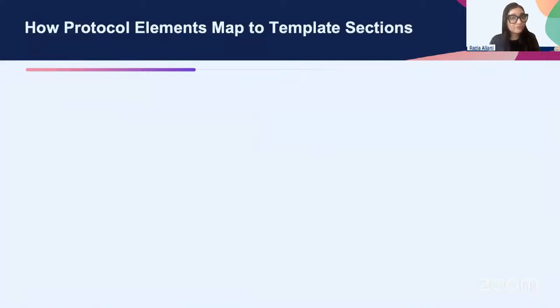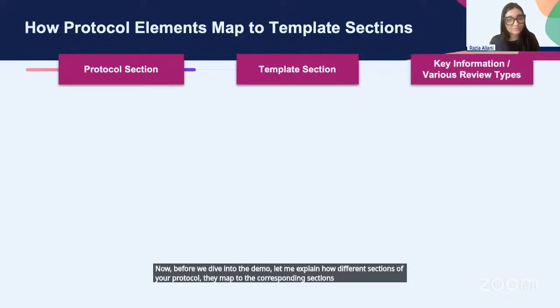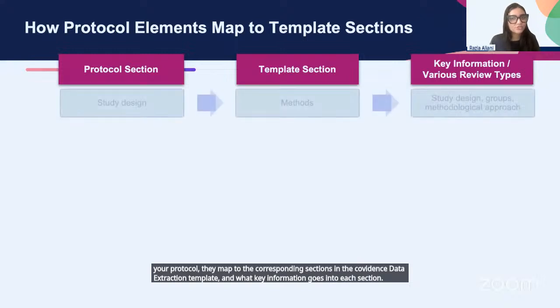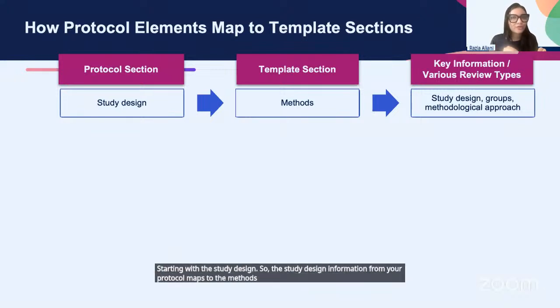Now, before we dive into the demo, let me explain how different sections of your protocol map to the corresponding sections in the Covidence data extraction template and what key information goes into each section. Starting with the study design: the study design information from your protocol maps to the methods section, where you'll capture design type and information about the grouping or the methodological approaches.